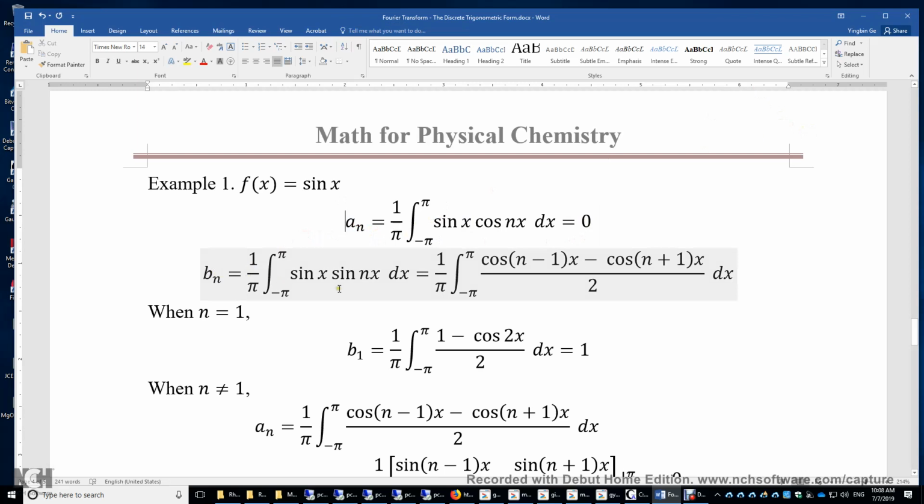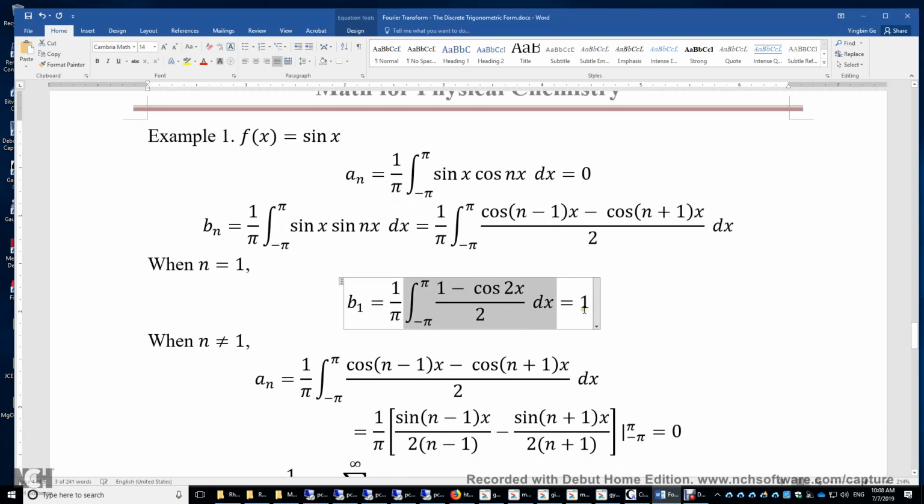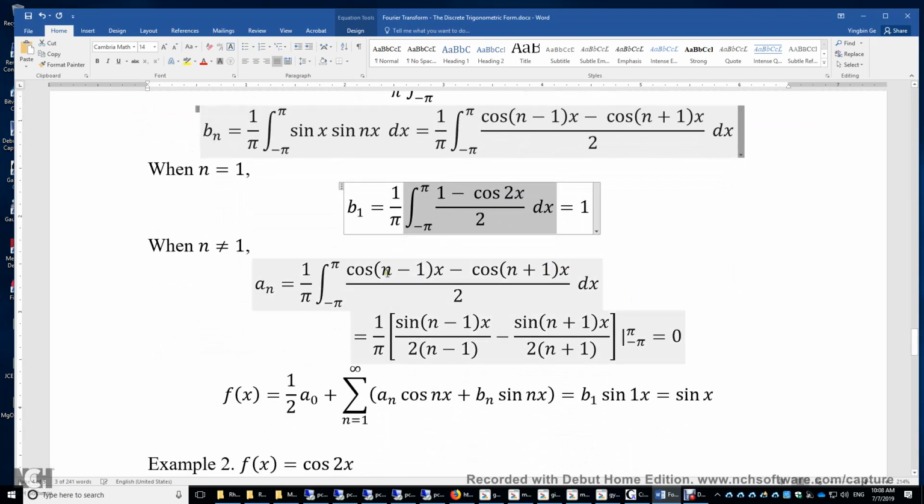So we know this a sub n equals 0 here. How about b sub n? Again, we just plug in this f(x) here. This is your f(x) times sine nx. And the product of two sine functions can be expressed as the difference between these two cosine functions divided by 2. And if n equals 1, this part becomes 1, and then we integrate this part. The result is 1, so b sub 1 is 1. If n is different from 1, again, we just integrate these two cosine functions, get two sine functions. Again, the sine function of an integer multiple of pi is 0. So over here we have 0 minus 0, and this part is 0 minus 0 as well. Therefore, we have just 0.